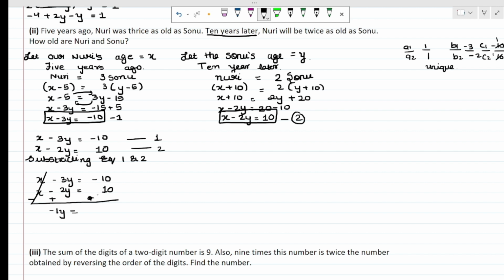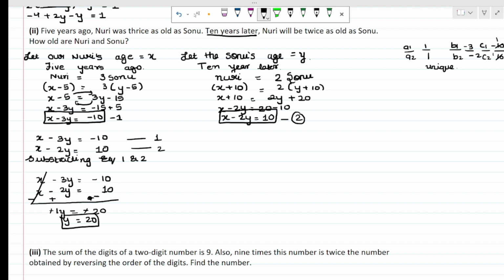Oh, sorry, I have it over here. The plus goes to minus, minus plus. So it becomes minus minus plus. You will get your answer as 20. This negative sign is getting cancelled. y equals 20, so our y is equal to 20. Who is y? Our y is Sonu. That means we got Sonu's age as 20 years old.